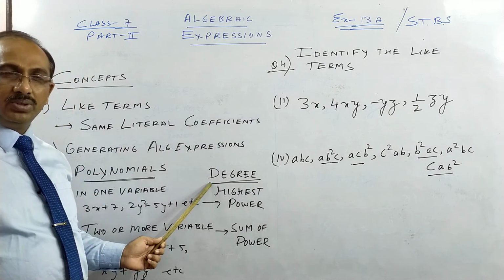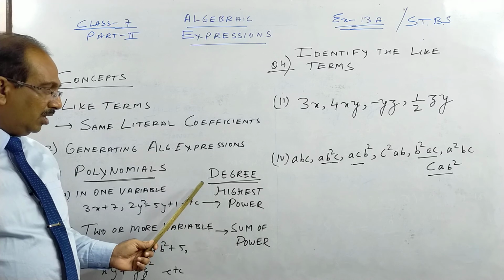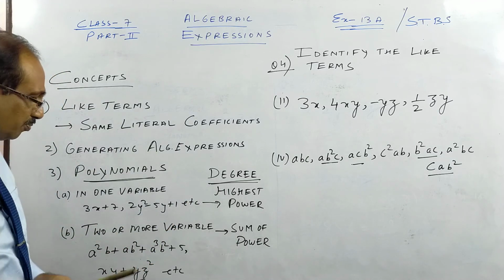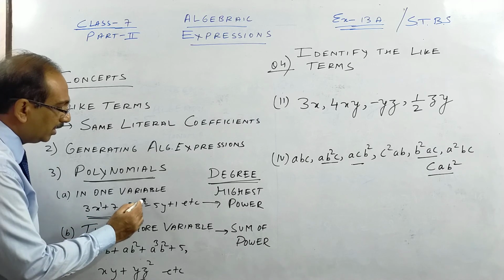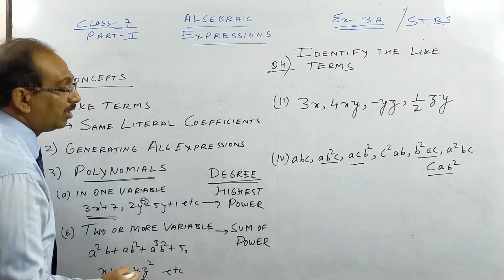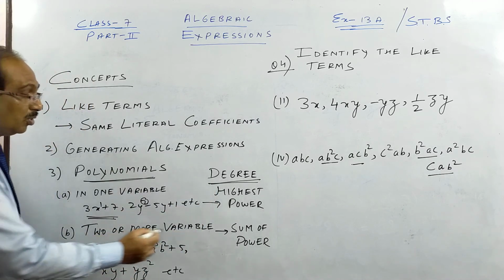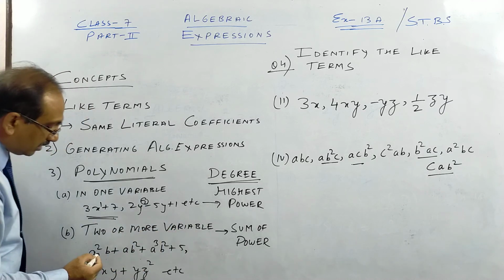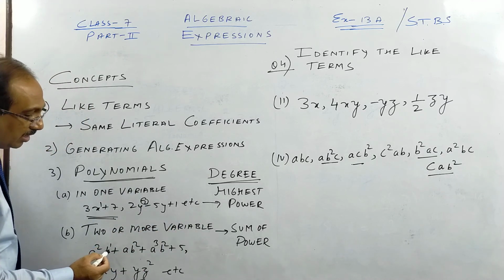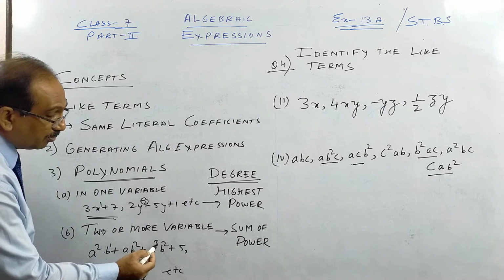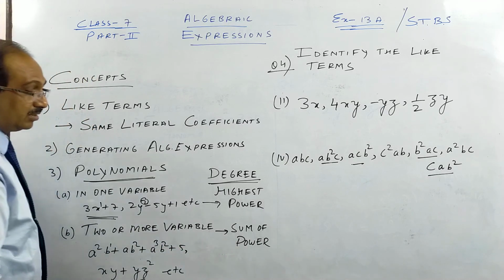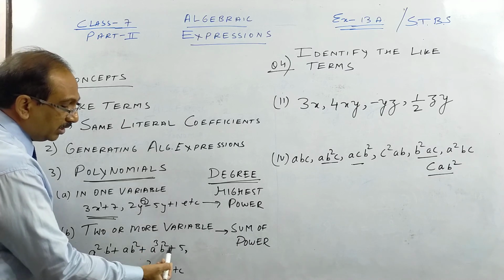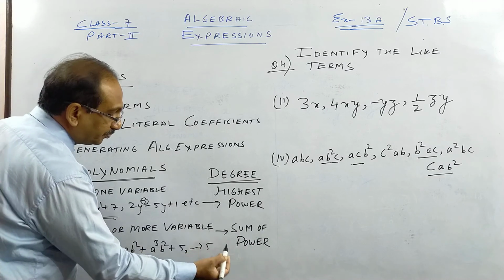Again we are going to do this in short, in class 7. Degree means the highest power. Here the highest power is 1, so the degree of this is 1, and the degree of this is 2, the highest power. But when you have 2 or more variables, we take the sum of the powers, like this is 2 plus 1, 3, this is also 3, but this is 3 plus 2, 5. So we take the highest sum of the powers, so the degree of this will be 5.